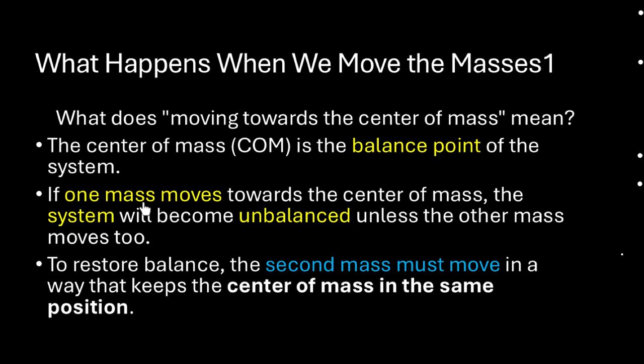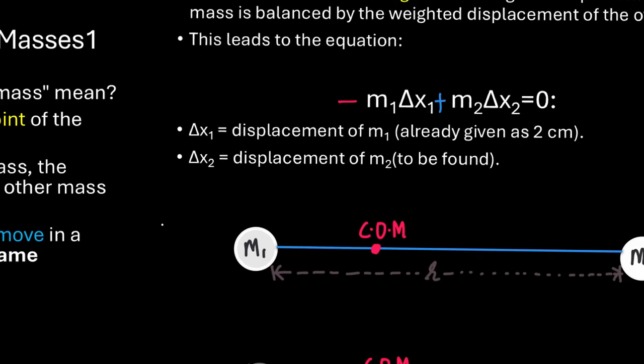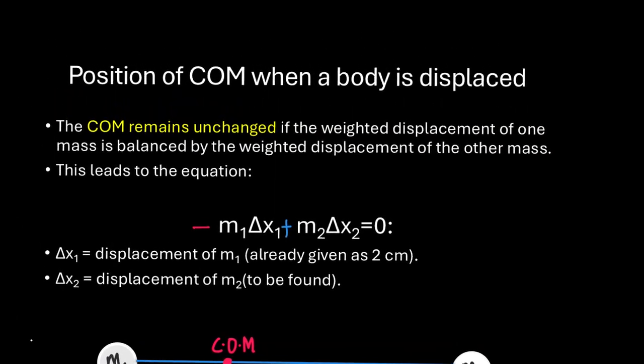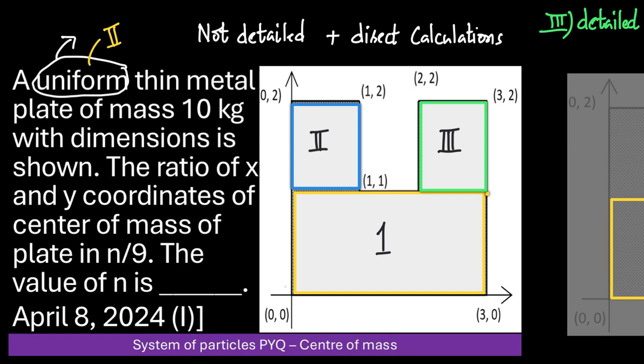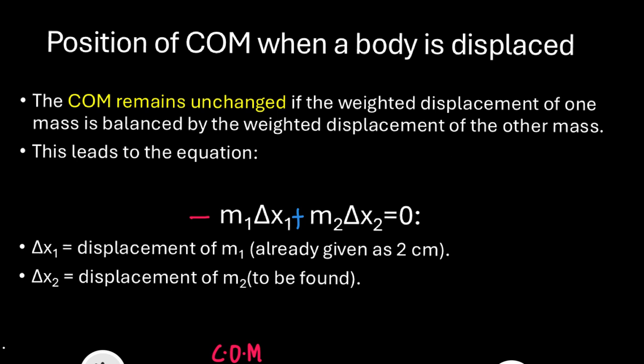But when one mass moves towards the center of mass, the system will now become unbalanced unless the other mass moves too. To restore this balance, the second mass must move in a way that keeps the center of mass in the same position. And what way is that? The center of mass remains unchanged if the weighted displacement of one mass, look at that phrase, weighted displacement of one mass is balanced by the weighted displacement of the other mass.